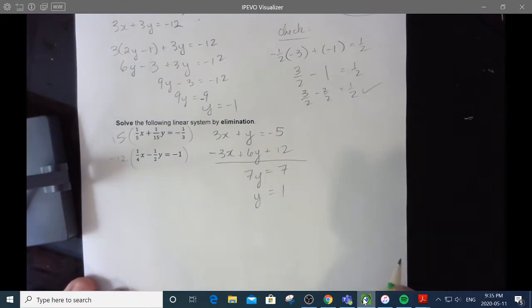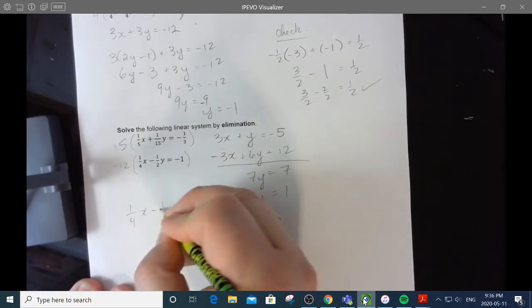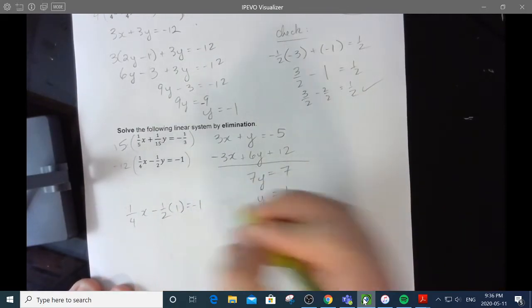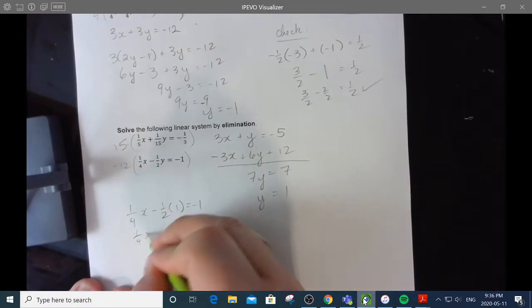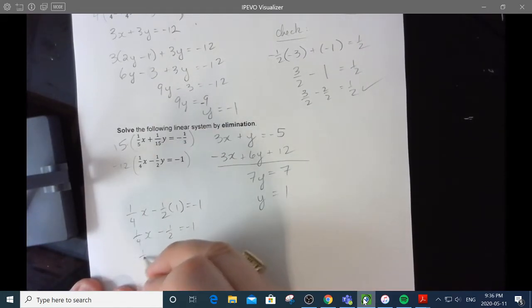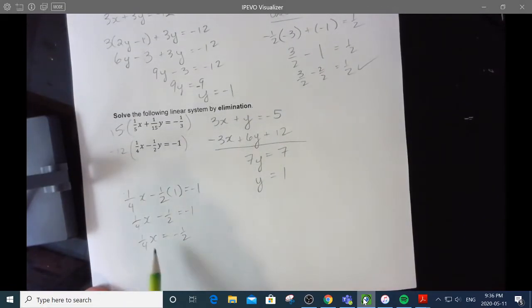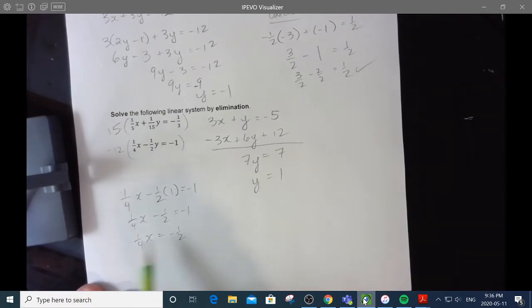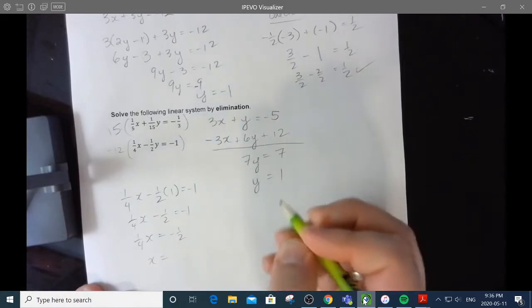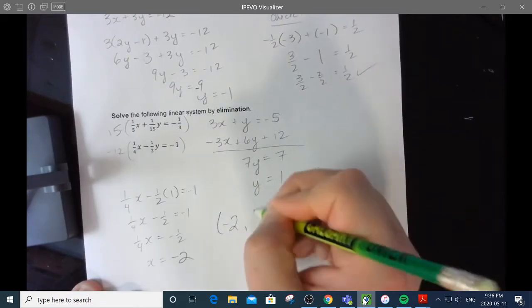I'll pick the easier equation with the smaller fractions. So 1/4 of x minus 1/2 of 1 is equal to negative 1. So that's 1/4 of x, and then 1/2 times 1 is minus 1/2. Okay, I'm going to add 1/2 to both sides. Negative 1 plus 1/2 is negative 1/2. And then I'm dividing. I can do this two ways. I can divide both sides by 1/4, which is the same as timesing by 4. So I could just think of it as I want to cancel that denominator and leave a 1, so I'll times both sides by 4. Either way, 1/4 goes into 1/2 exactly twice, or 4 times 1/2 is 2, and there's a negative on it. So my answer is negative 2, 1.